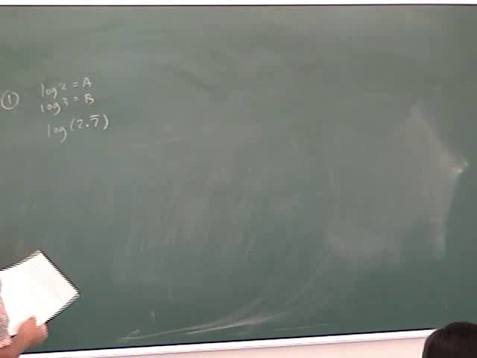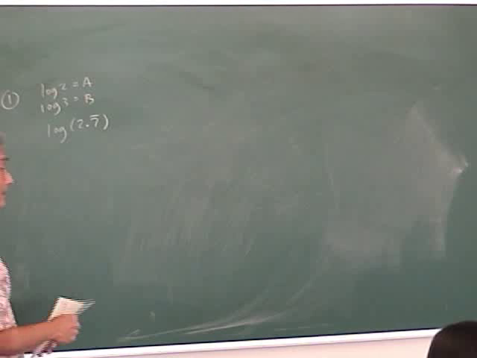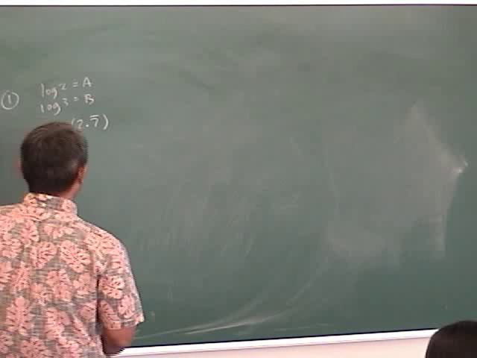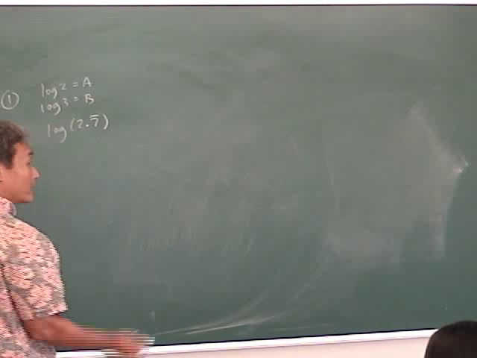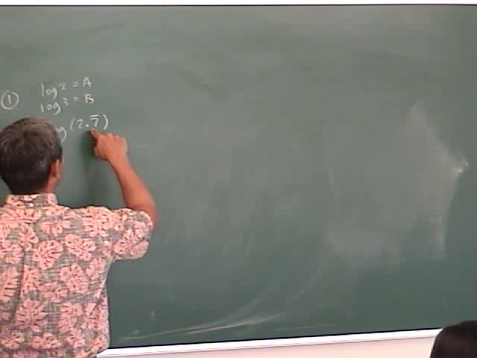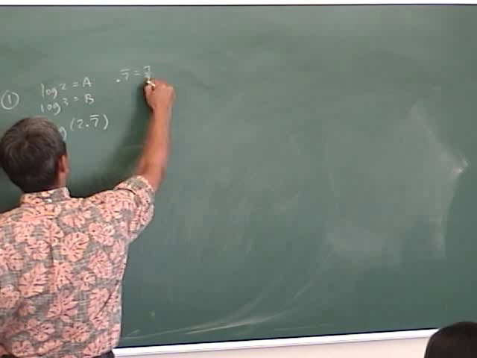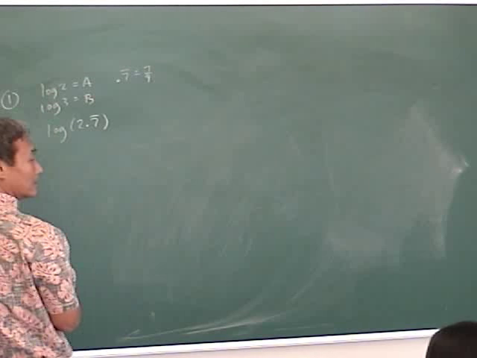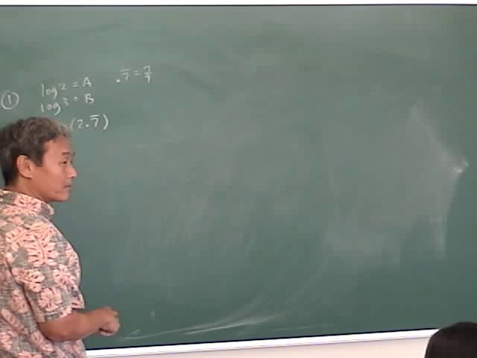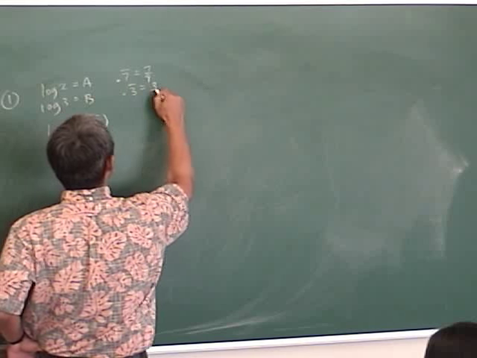Okay, so the first thing you got to do is change 2.7 repeating to a fraction, just like today's quiz. So how do you change this to a fraction? Well, we know that 0.7 repeating is 7/9, right? Just like 0.3 repeating is 3/9, which is 1/3.